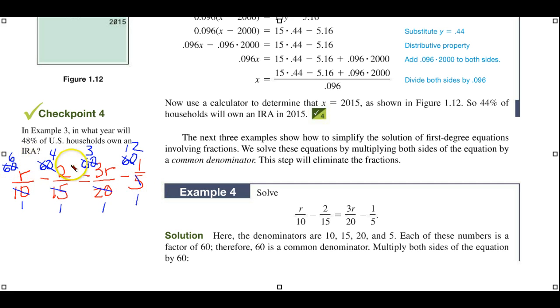So now we rewrite our equation multiplying through. 6 times r is 6r. A negative 4 times 2 is a negative 8. This is not negative, so this is 3 times 3r is 9r. And this is a negative 12.